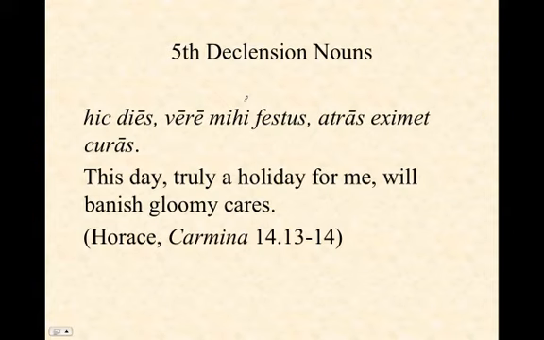The poet Horace wrote, Hic dies vere mihi festus atras eximet curas. This day, truly a holiday for me, will banish gloomy cares. And he says, hic dies. Hic is the masculine form. If he had this as a feminine, he would have said haec dies. So, dies can sometimes be masculine, otherwise they'll always be feminine.